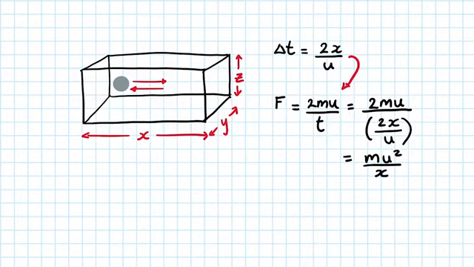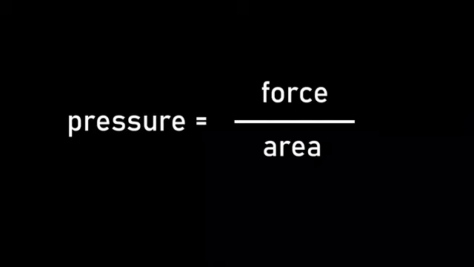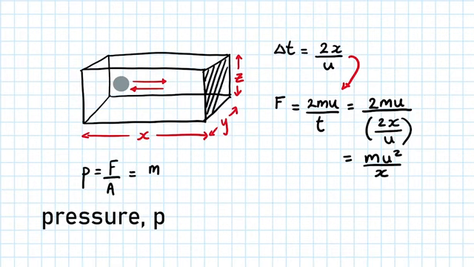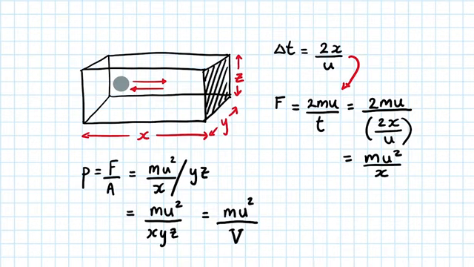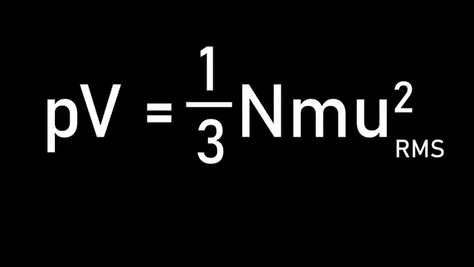But by definition, pressure is force over area. The cross-sectional area of this container is y times z. But the volume of this whole container of gas is equal to xyz. The equation for pressure now reduces to the mass times the speed squared divided by volume. This is beginning to look a lot like the kinetic theory equation that we're trying to derive.